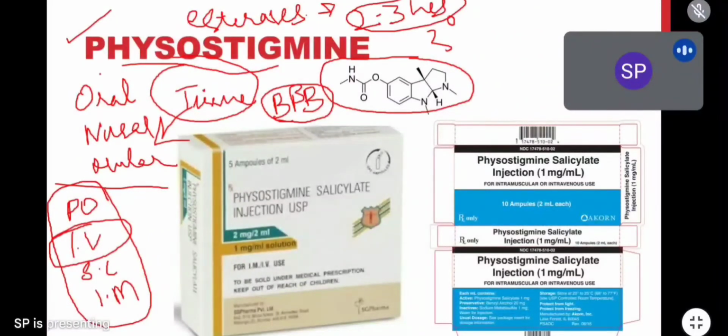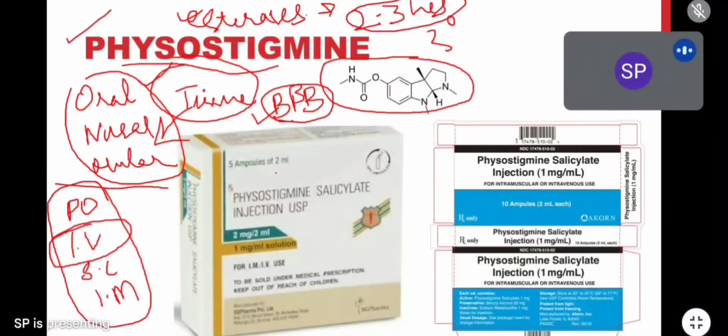Physiostigmine has high tissue penetrating power. It can cross the blood-brain barrier. It has all routes of absorption, but it is rapidly metabolized in the body through esterases, and its duration of action is 2 to 3 hours only. Okay, so all these kinetics we understood. So what is the use? What is the use of physiostigmine?